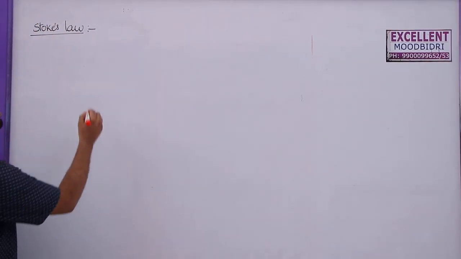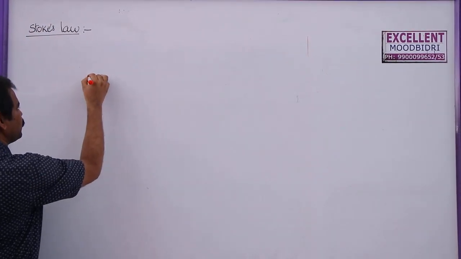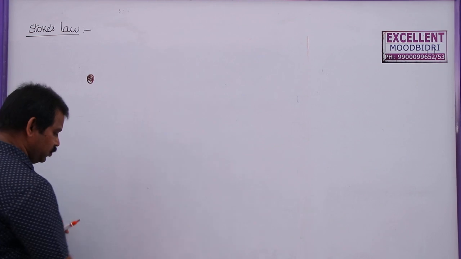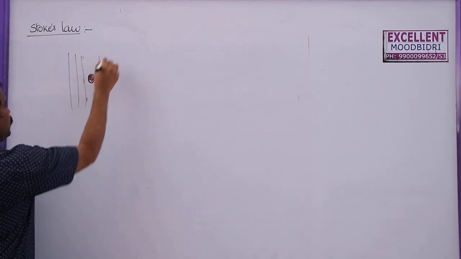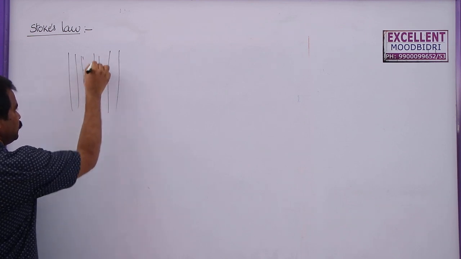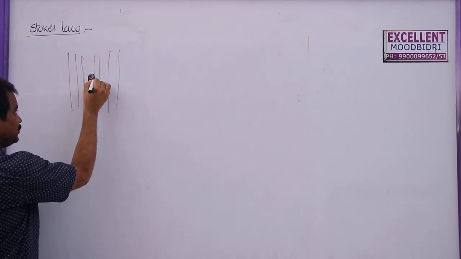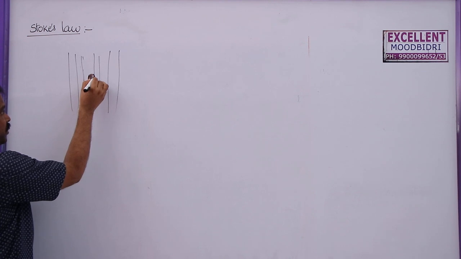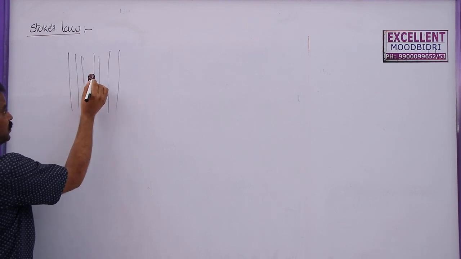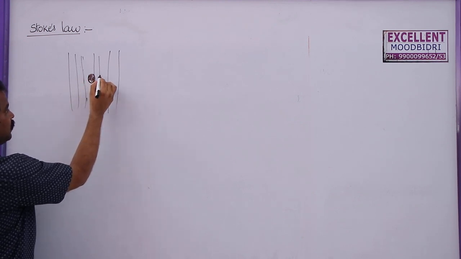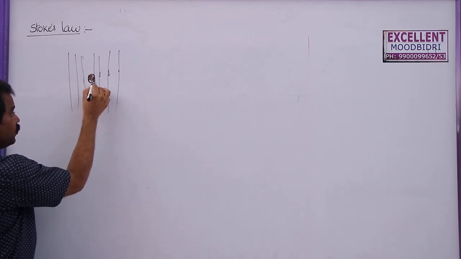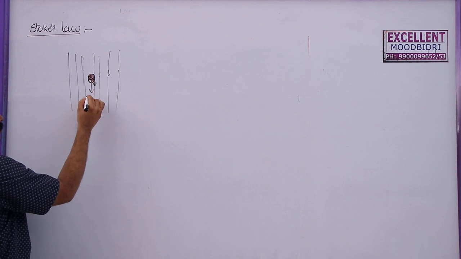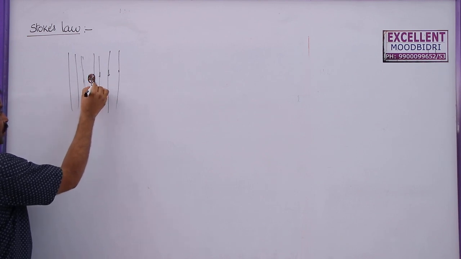Stokes law: whenever a body is falling through a fluid, these are the fluid layers. When it is falling, it drags the layers of this fluid with it. That means it will drag this one down. This layer is moving slowly, this one is also moving slowly, but the body will move with high speed. As the speed of this one is more, it will drag this one.